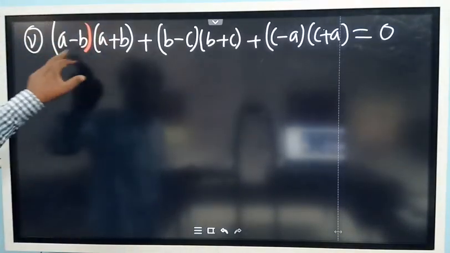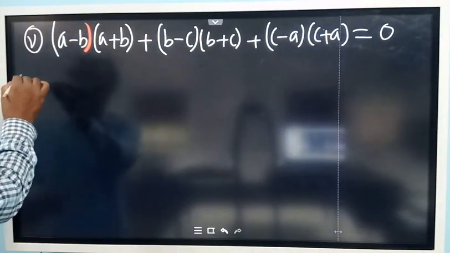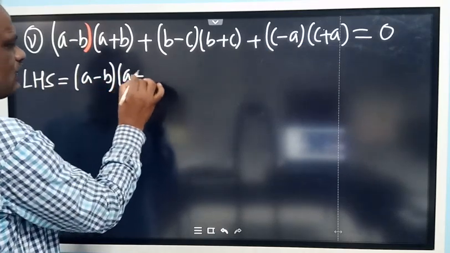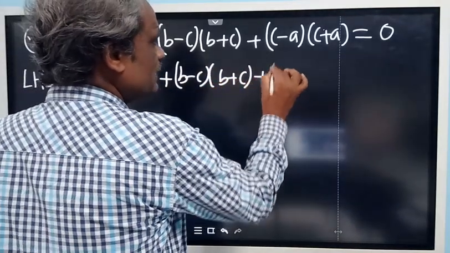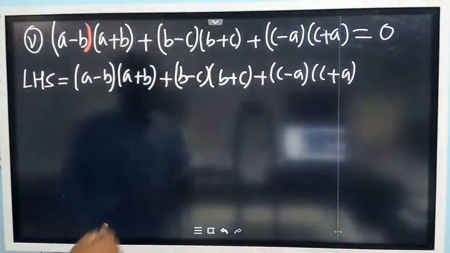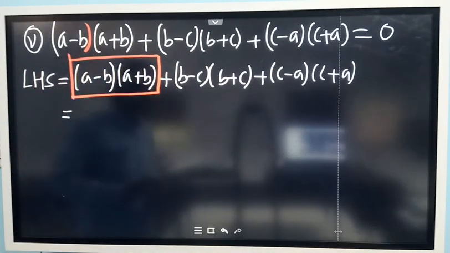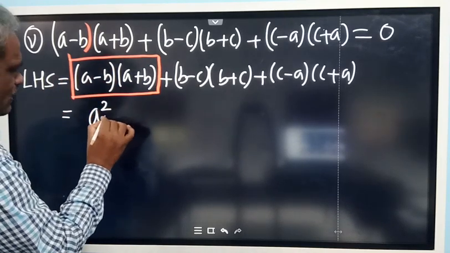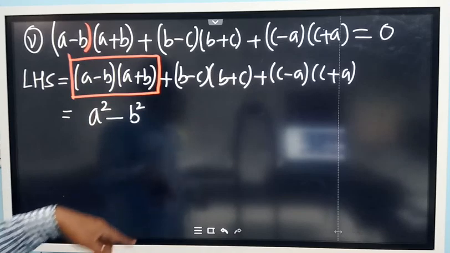So the given question is (a − b)(a + b) + (b − c)(b + c) + (c − a)(c + a). Let us take the LHS here. So LHS, I will write once again: (a − b)(a + b), then plus (b − c)(b + c), then plus (c − a)(c + a). By writing itself you should get the idea what can be done here. Now take (a − b)(a + b). Whatever I have written inside the box is in the form of the (a − b)(a + b) formula only. Directly you can write (a − b)(a + b) is nothing but a² − b². Use the formula (a − b)(a + b) = a² − b².